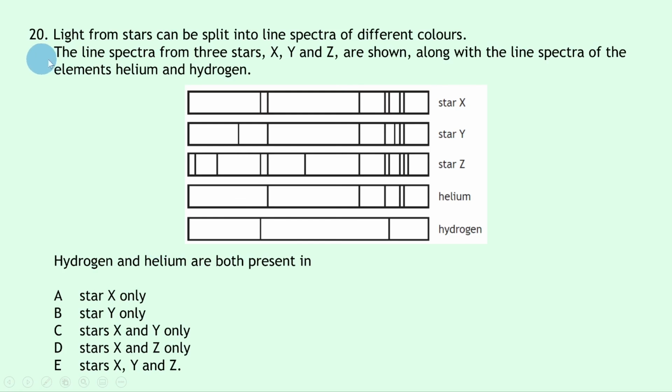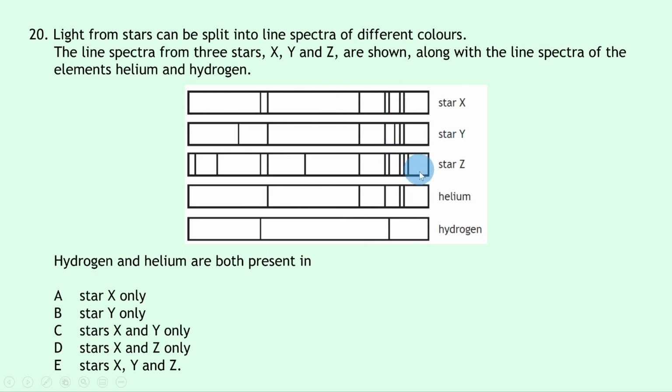Lastly, question 20 says that light from stars can be split into line spectra of different colours. The line spectra from 3 stars X, Y and Z are shown, along with the line spectra of the elements helium and hydrogen. Hydrogen and helium are both present in... Well, notice how we're dealing with 3 stars here, so we kind of need to look at helium and hydrogen together with each of these stars in turn. So let's look at star X first of all with hydrogen and helium. So remember, we're being asked to find which star has both helium and hydrogen.